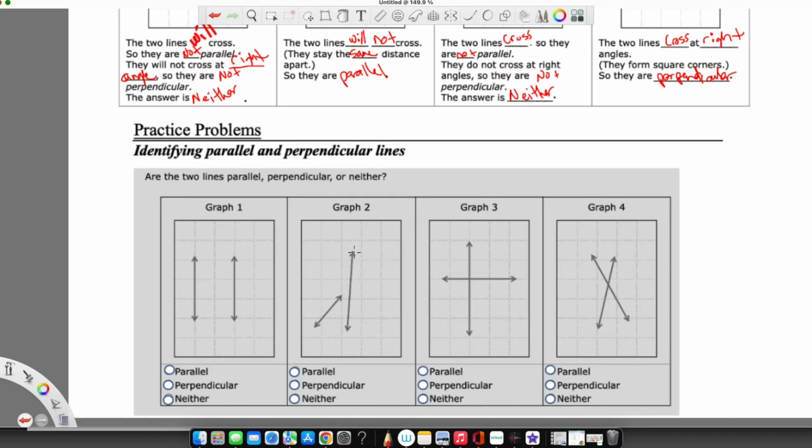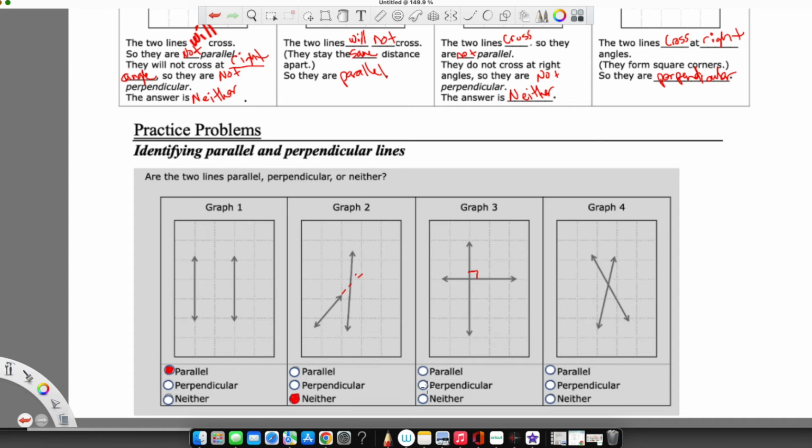So with this one, we have two lines, and I can use the grid lines to help me. I can see that this is 2 apart, this is 2 apart, this is 2 apart, 2 apart. It's the same distance apart each time. So that means they are parallel. They do not cross, they are the same distance apart. These will cross, so they're not parallel, and they will not cross at a 90 degree angle, so they are neither. These do cross, so they're not parallel, but they cross at that nice 90 degree corner, so they are perpendicular.